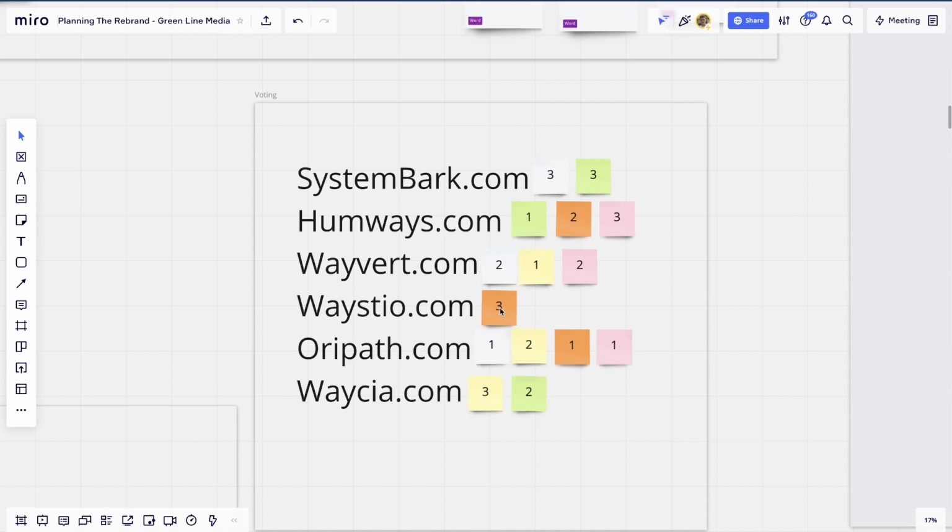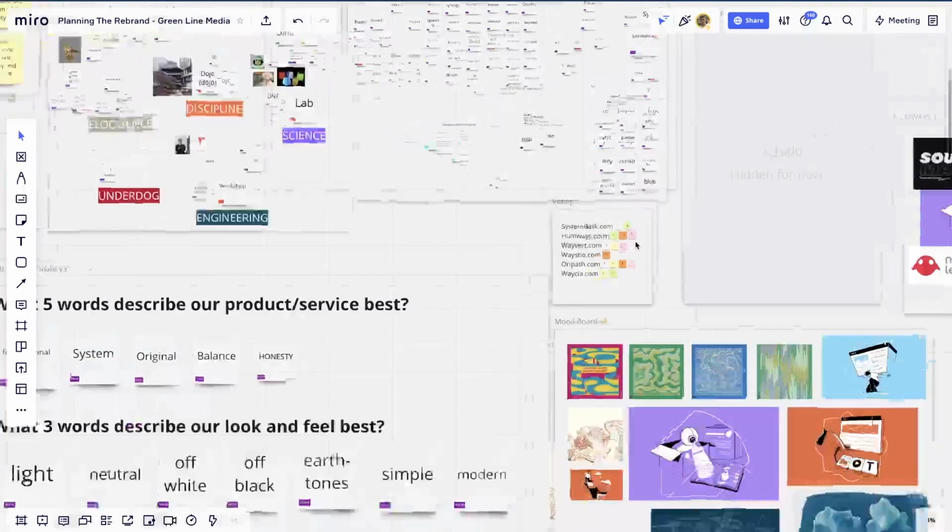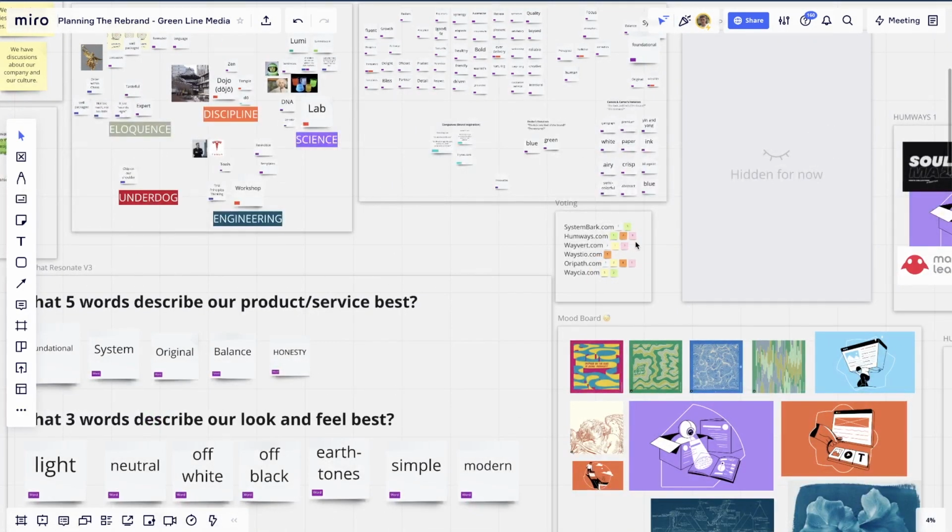Wastio, this one got 3. Wacia got 5. This one here got 5. System Bark got 6 as well, so that was a close second. But Humways was one of the top ones, and that's part of the reason why we ended up coming up with this name as the final. But that's kind of how we broke that process down here in Miro.